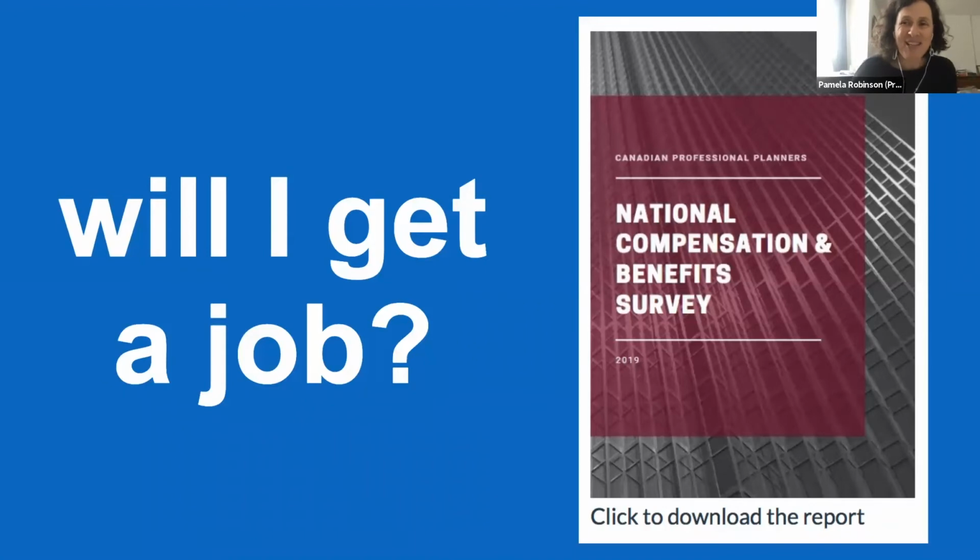One of the questions we get asked all the time is, will I get a job? This comes from students, and it also comes from parents. Not only do you want an education that's fun and interesting, but you also want to know if you're going to get a job. The Canadian Institute of Planners issues a report every year called the National Compensation and Benefits Survey. It's very long and full of statistics and numbers. If your parents want to know if you're going to get a job, you can direct them to that. Carly will put the link in the chat. You're also welcome to have a look. But I'm going to provide a few highlights about the kinds of work that planners do.